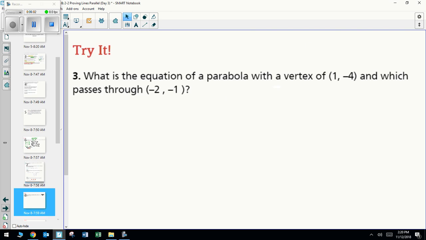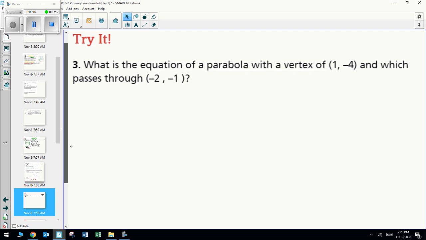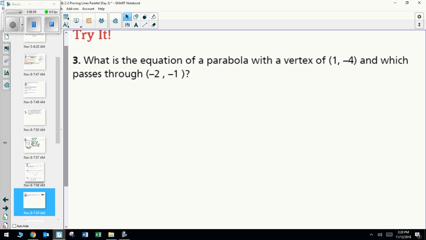So let's try one. We want to know the equation of a parabola with a vertex 1, -4, and passes through the point -2, -1. So the first thing I have to do is recall the vertex form.